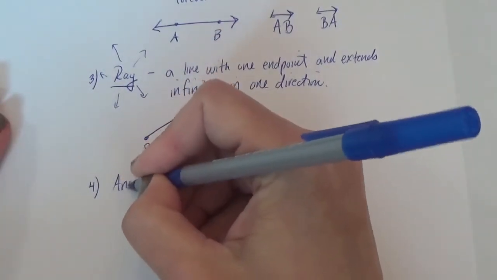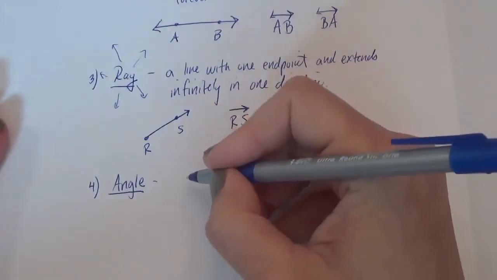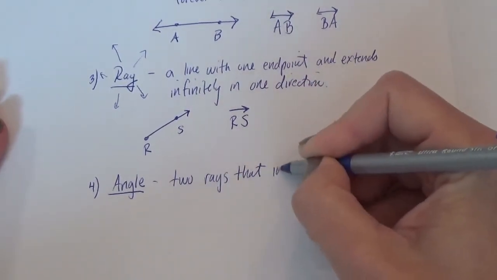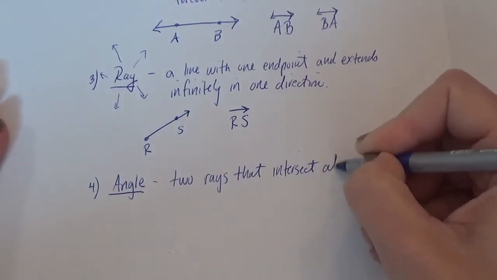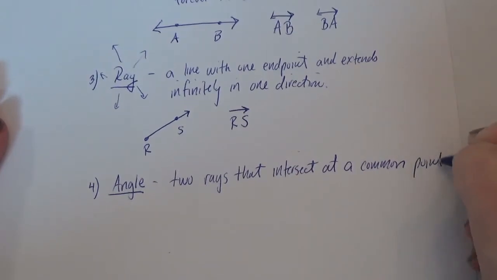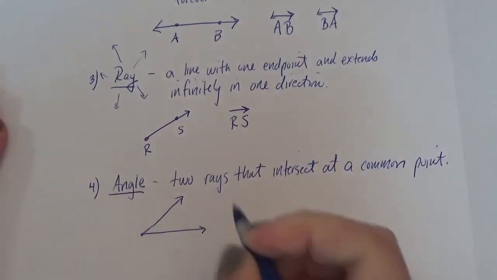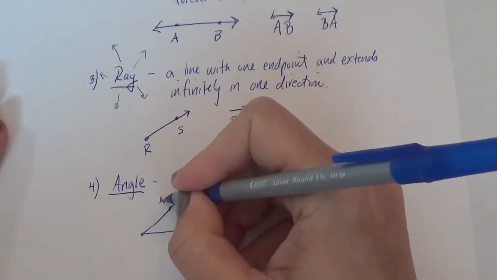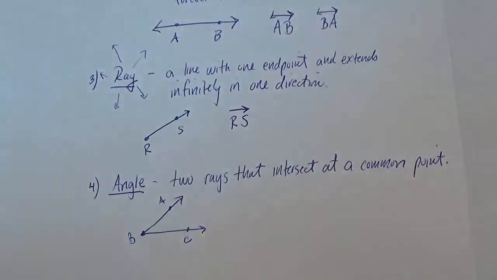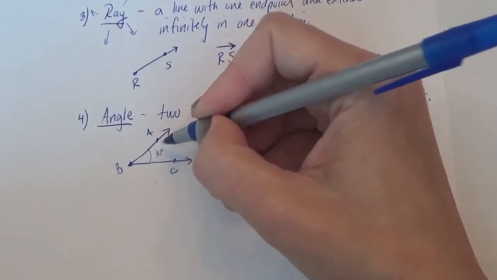Okay, the next thing you need to know is how to label an angle. So an angle is two rays that intersect at a common point. I think you know what an angle looks like, right? And again, they will give you letters. Maybe that's A, B, C. Now the way you name this angle, and when I say angle, guys, I'm talking about this distance here. Maybe that's 30 degrees or something.